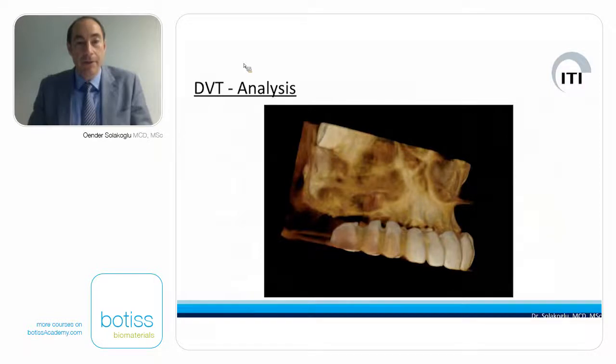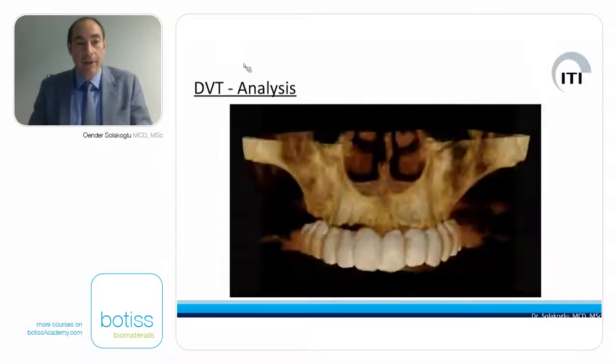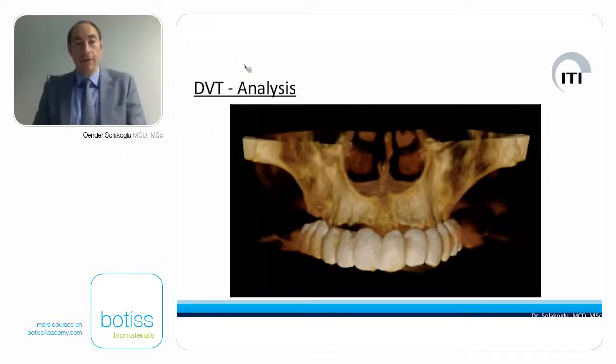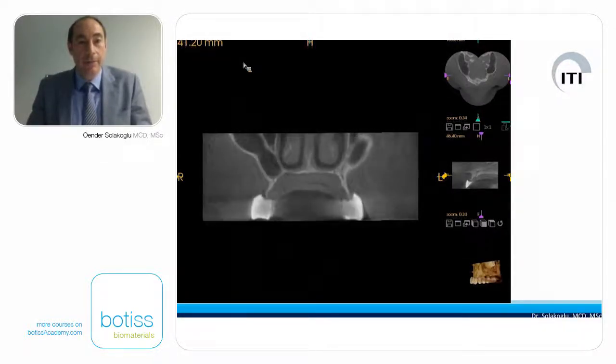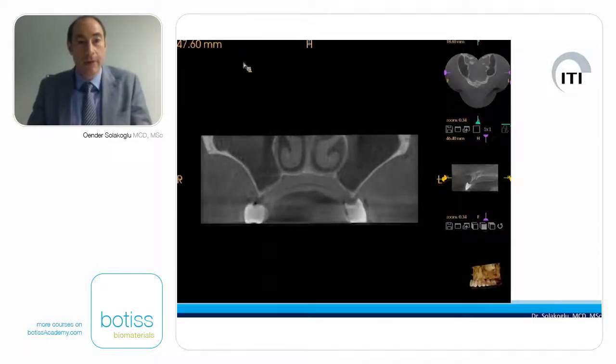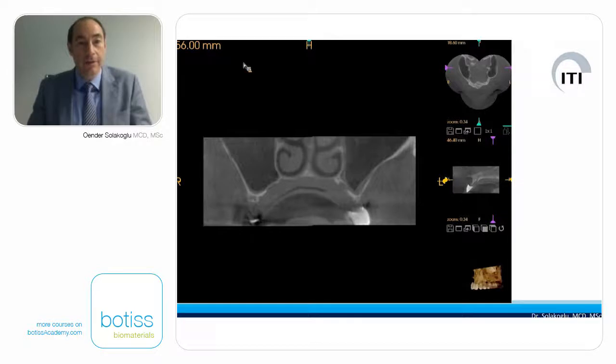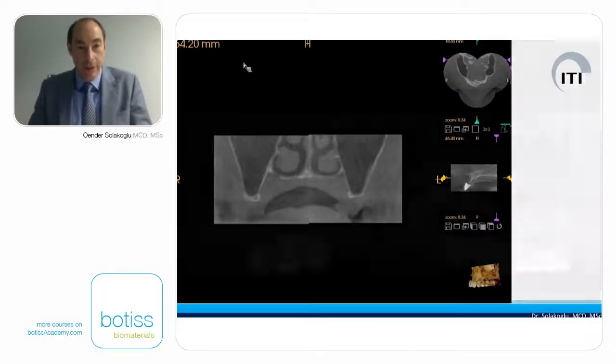So this is the three-dimensional analysis of the situation, and we manufactured a diagnostic wax-up before that, so you can see the diagnostic wax-up in relation to the actual bone level. And you can see here that the bone is extremely thin, extremely atrophic. And if we look further back, we can see that the sinuses are huge. There's almost no bone height below the sinuses, and in this situation, it's not possible to insert any implants at all.